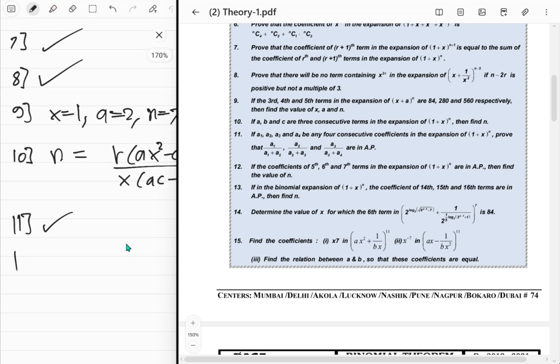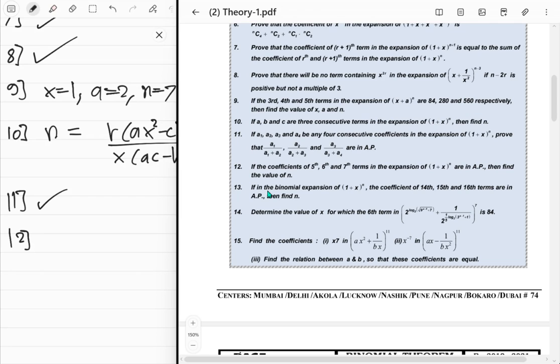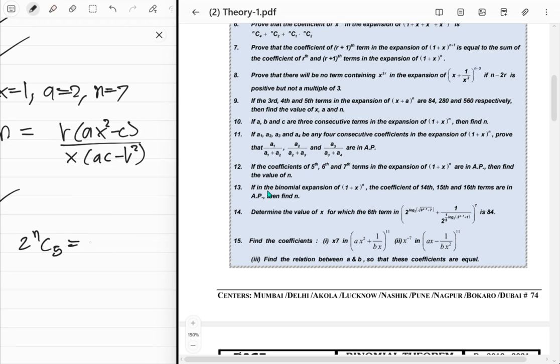So to 12th. If the coefficients of the 5th, 6th, 7th terms in the expansion of these are in AP, find the value of N. I made a formula for this, but now I forgot the formula, so let's just do the normal way. What that means is 2 times NC5 is equal to NC4 plus NC6. So we can just divide by NC5. So this will be 2 is equal to NC4 upon NC5.